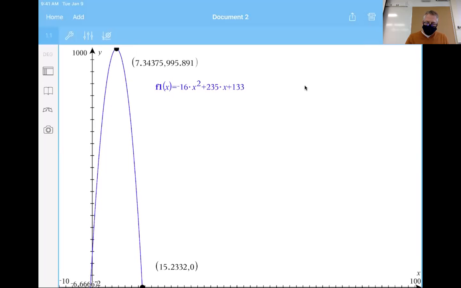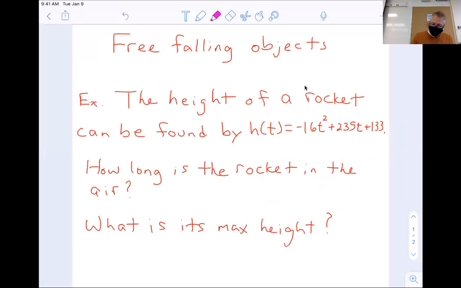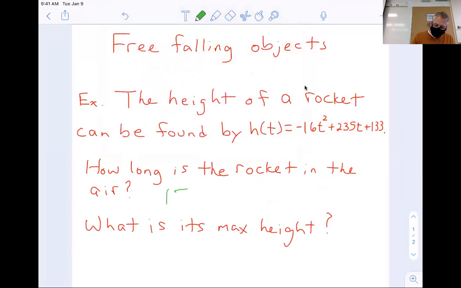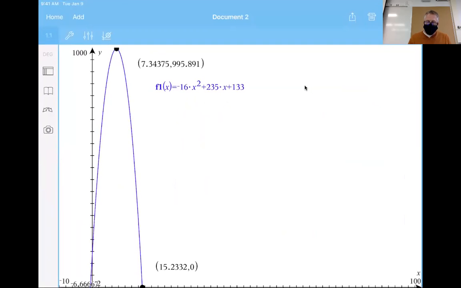Now the height is 995.9. So it's the Y value. Remember, the input is the time and the output is the height. So for how long is the rocket in the air? The rocket was in the air 15.2 seconds. And what is the height? The height is the Y value of the maximum, 995.9.